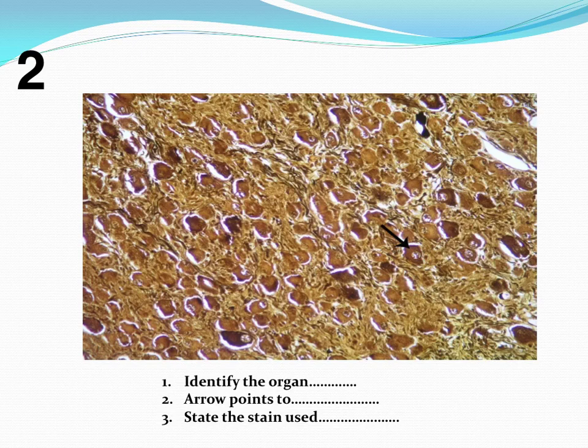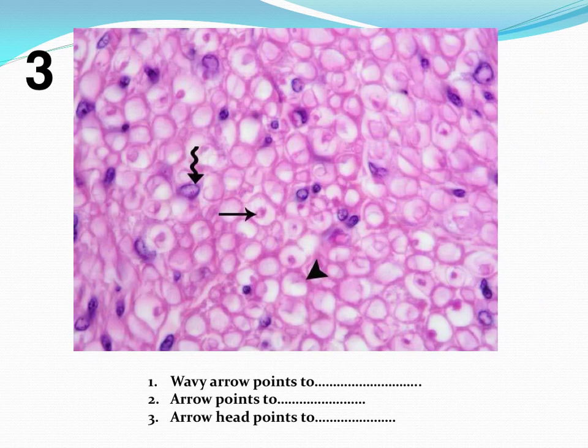State the stain used, it is the silver. The wavy arrow points to the nucleus. Nucleus of what? Nucleus of the Schwann cell. And the arrow itself points to this faintly stained part, which is the axon. And the arrowhead points to the red circle, which is better to be mentioned as the neurolemma. Not Schwann cell. Actually, it is a part of the Schwann cell, but in order not to be in a puzzle, this is the neurolemma, and this is the axon, and this is the nucleus of the Schwann cell.